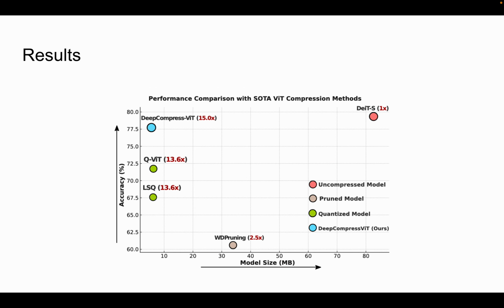As can be seen from the graph, our Deep Compress ViT achieves a 15 times compression ratio with less than 1% accuracy degradation. In comparison to other existing compression techniques, our Deep Compress ViT achieves remarkable compression ratio with high performance.